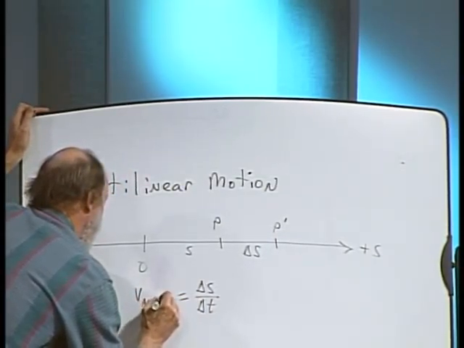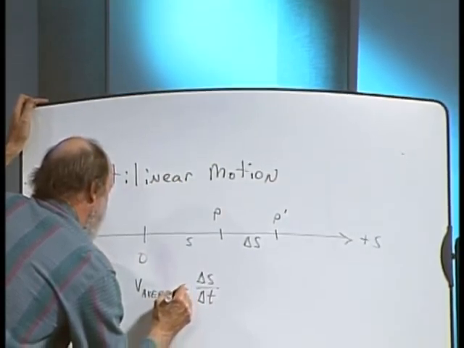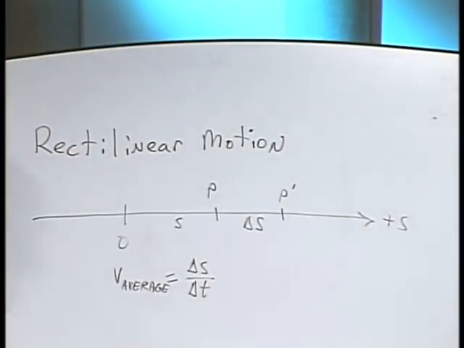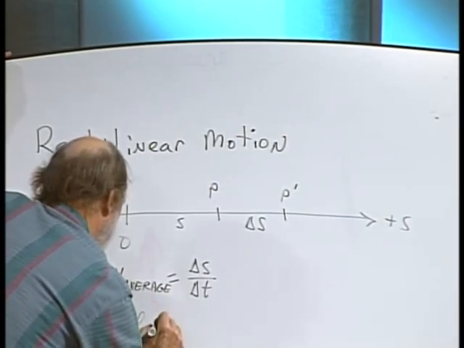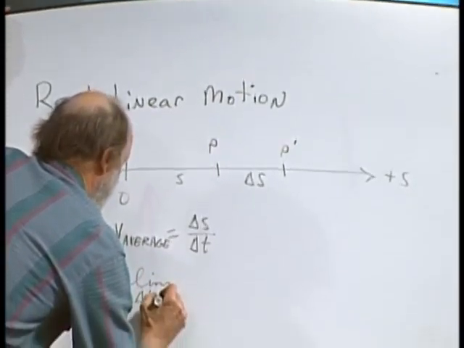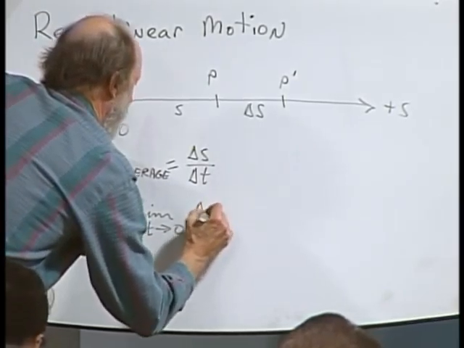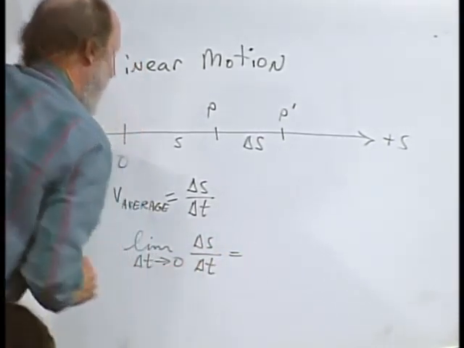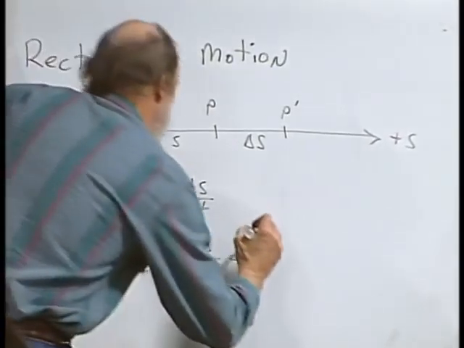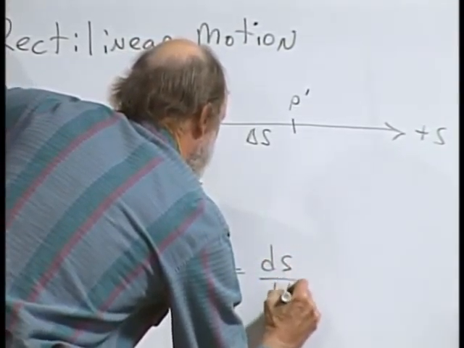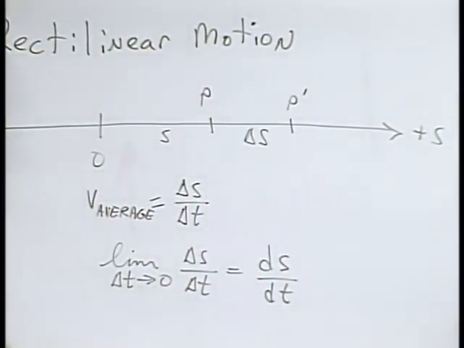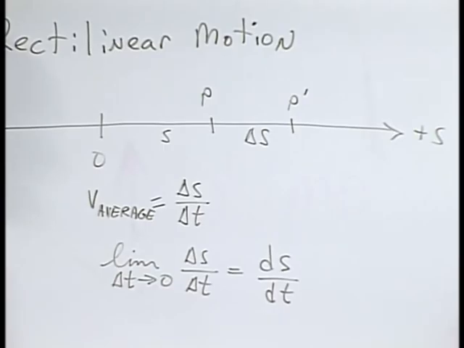And what you've learned in first term calculus, matter of fact, probably about the second week of first term calculus, is if you take the limit of this as you let this time shrink towards 0, you get ds/dt, which we call the instantaneous rate of change of displacement with respect to time, which is a mouthful. So we abbreviate that and call it the instantaneous velocity.